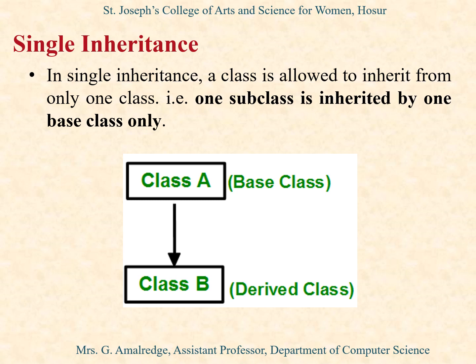In this diagram, there are two classes. One is class A and class B. Class A is the base class and class B is the derived class. In this diagram, class B is derived from only one base class, class A.